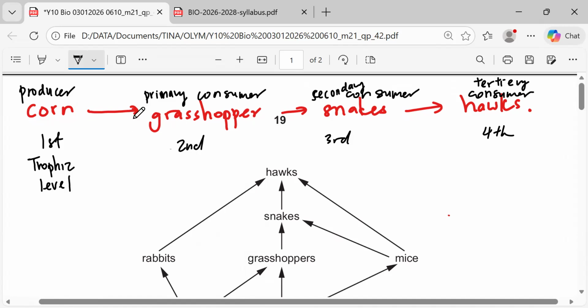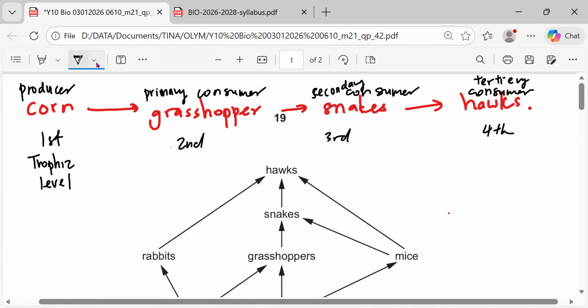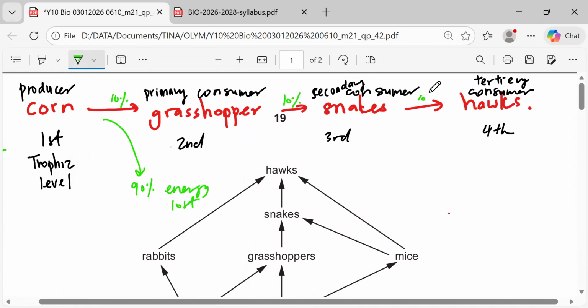The grasshopper only eats corn, so it's a herbivore. Snakes are carnivores. Hogs are also carnivores. Between one trophic level and the next, only 10% of energy is passed down. 90% is lost. In every trophic level, only 10% passes down.